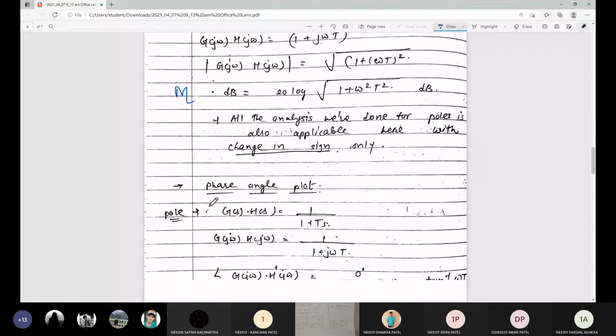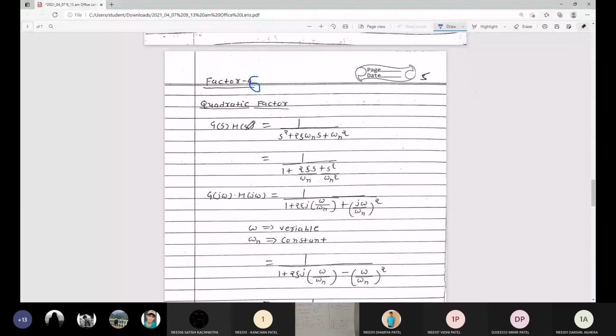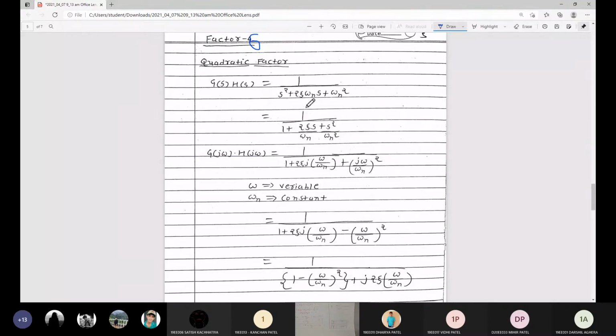Fifth. Now it might happen that you will have factor number 6 also, that is the quadratic factor. It might happen that you will not get roots in the form of 1 plus ts. It might happen that you will have G(s) H(s) in this format: 1 upon s square plus 2 zeta omega n s plus omega n square. It is nothing but the pole. 6 will be the pole, 7 will be your zeros. So G(s) H(s) is equal to this.